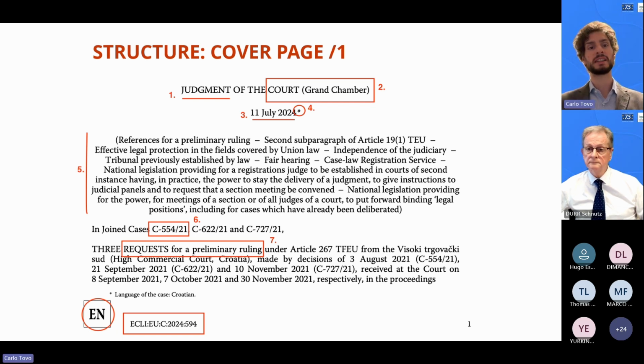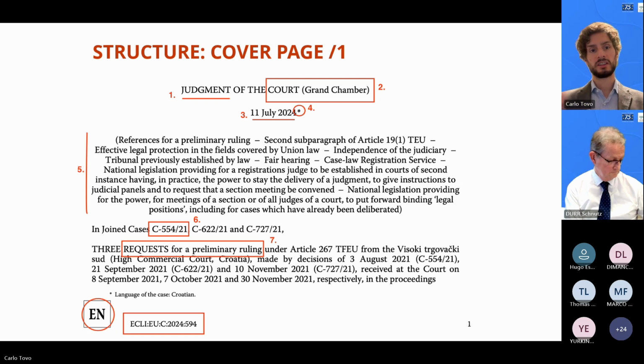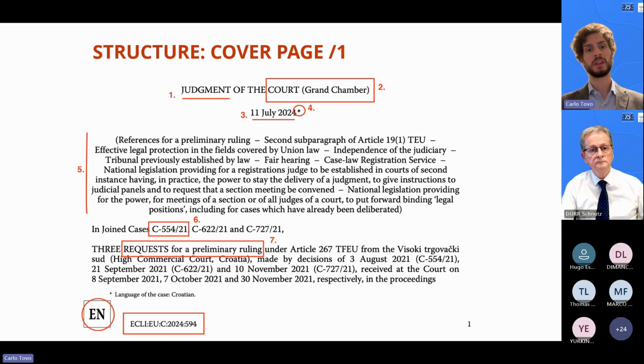So first of all, number one, the type of decision. You remember that there are various types of decision: judgments, orders, opinions. There, where you can see one is the type of decision. So in this case, it's a judgment. It's a judgment delivered by the court, so one of the two jurisdictions of the Court of Justice of the European Union, and more particularly by the Grand Chamber of the court, one of the various chambers that compose the court. Remember, chambers are an important indicator of the importance of the case.